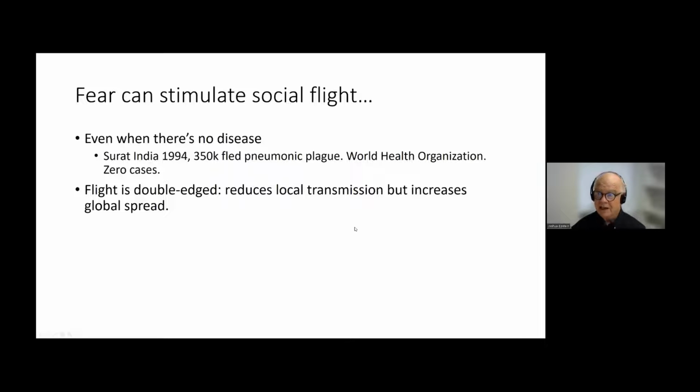Fear doesn't even need to be conscious, much less utility maximizing. So I will come back to this in connection with Agent Zero. All right, but all I want to say is that flight itself is a double-edged sword. Yes, it reduces local transmission, but it increases global spread.